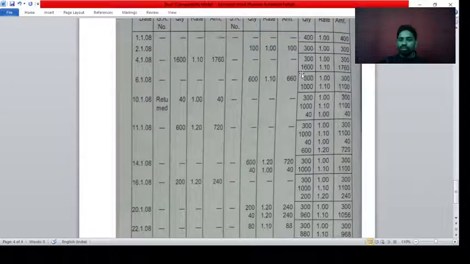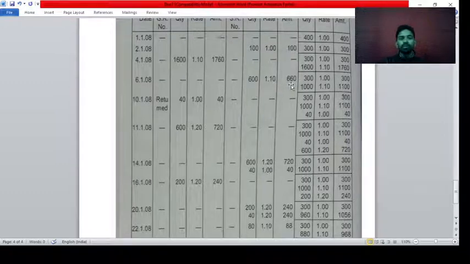If it is FIFO then we have to take from the first lot. But in this case we have to take from the last lot. So from this 1600 we have to issue 600 units. Take 600 units from this at the rate of 1.10, it's 660.